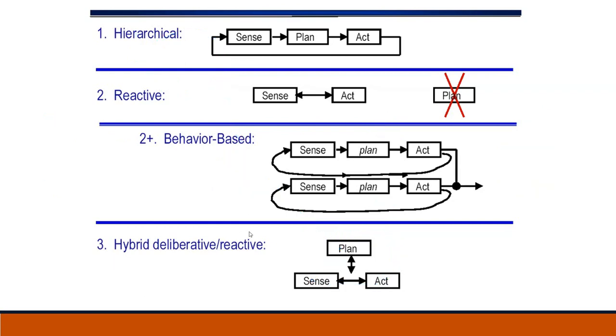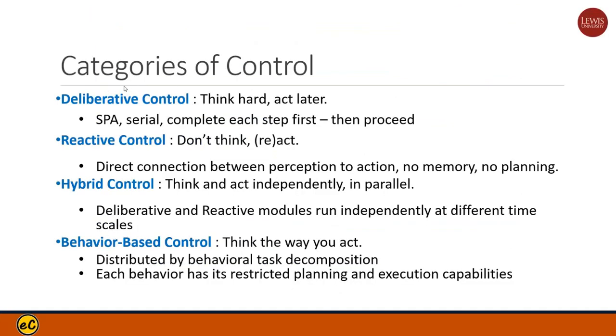If we use the destroyer case as an example, these four types of control have all been used in weaponry systems. So there are different categories of control.